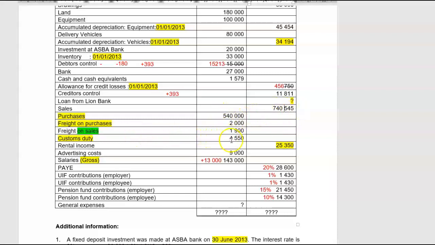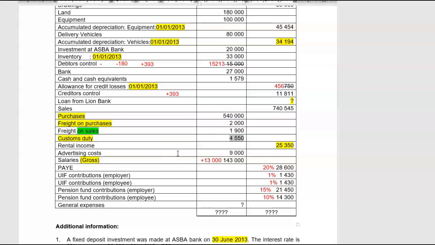So the first thing that we're going to do is transfer these purchase-related costs to our purchases account. And then remember what they've said is when they transfer from the warehouse to the sales department, they're going to increase that actual cost, i.e. the 540, the 2,000 and the 4,550, with an additional 10% when they transfer it to the sales department.